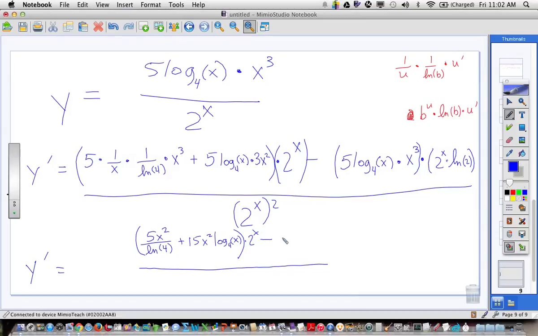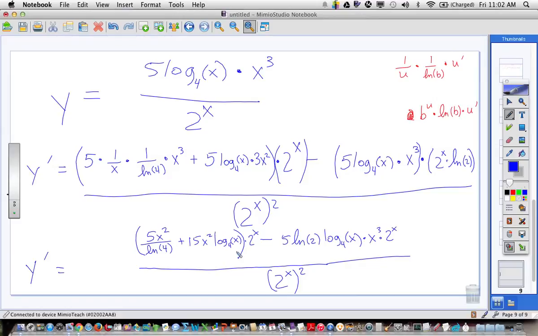Okay? So let me rearrange it a little bit. Let me put the 5, and then the ln 2, and then the log base 4. I should have put the x cubed around over there. That's fine. X cubed. What am I missing? 2 to the x? That wasn't very good rearrangement, but whatever. And then I got 2 to the x squared down here. Yeah, what about a 2 to the x?